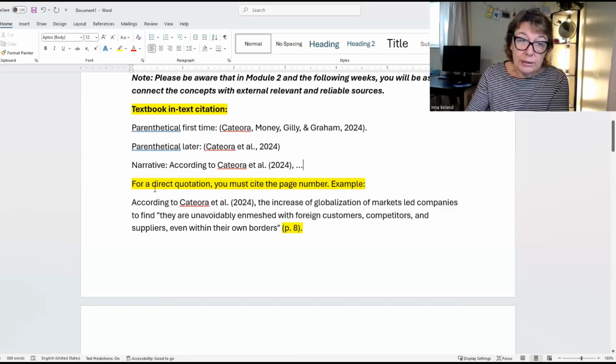It is very important for a direct quotation to cite the page number where this information is located. For example, here, according to Kotler et al. 2024, the increase of globalization of markets, and so on. And at the end, I put the page number, page 8. And then I put a period. The sentence ended here. It is very important to choose a very strong saying for your direct quotation.